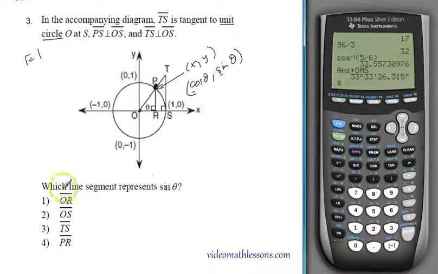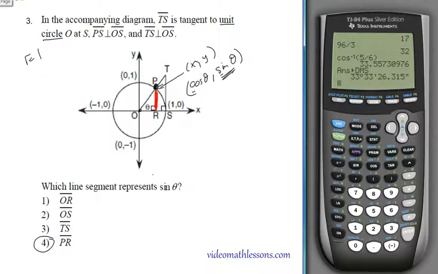So now, when they ask which line segment is sine, they really want to know who's the Y value. And if you go to your triangle, this part right here is the Y value. So who is the sine? Well, the sine is PR, choice 4.